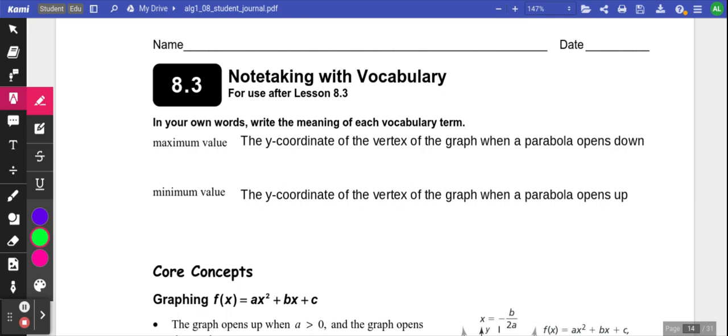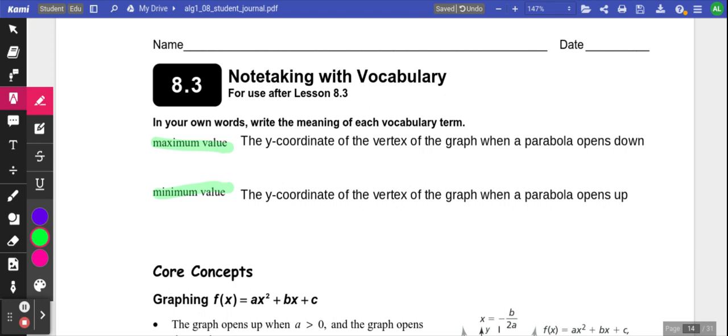I almost put the max and min stuff on either day one or day two, but I thought I'd keep it separate to keep any one particular day from being too much of an info dump. The good news is that this maximum value and minimum value isn't too difficult if you know how to find the vertex, because it's essentially finding the vertex.